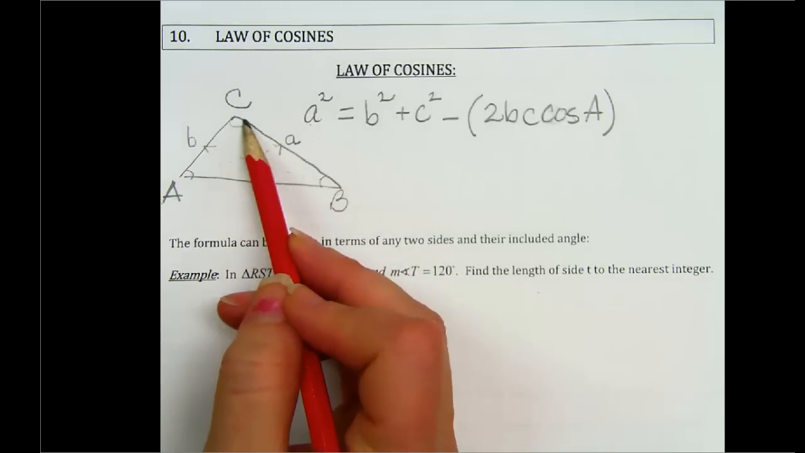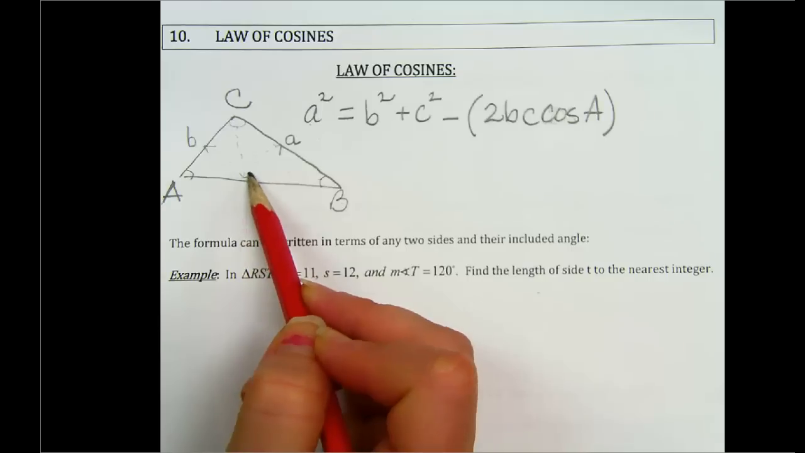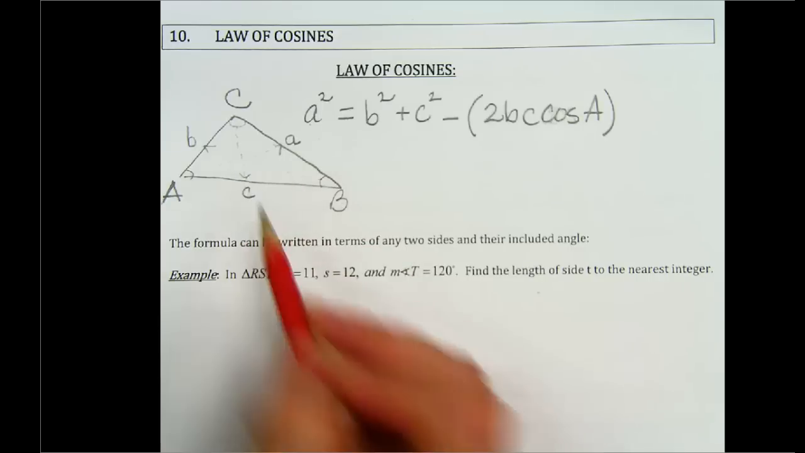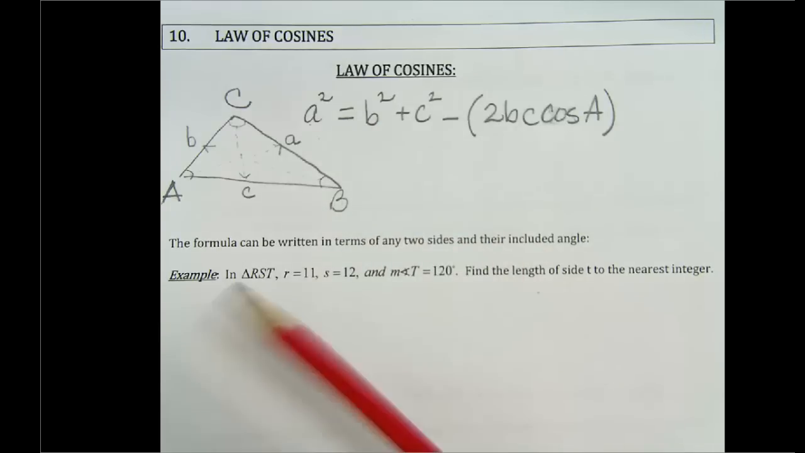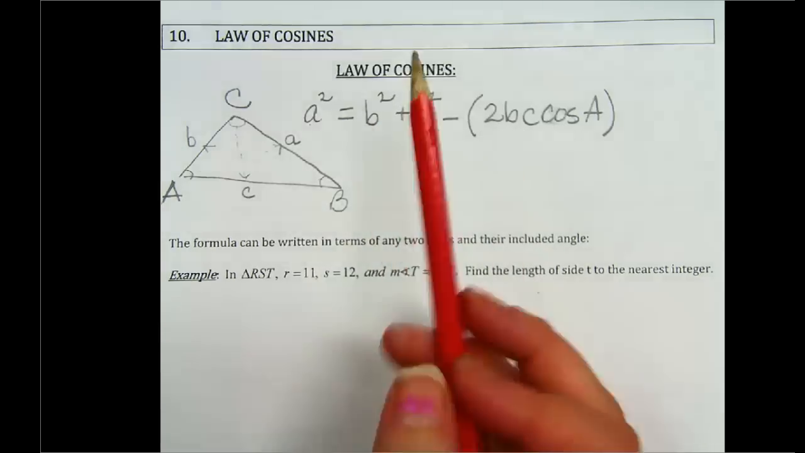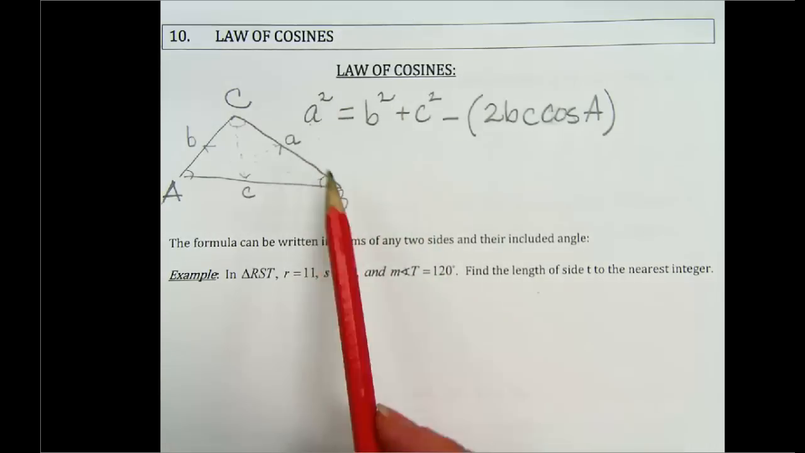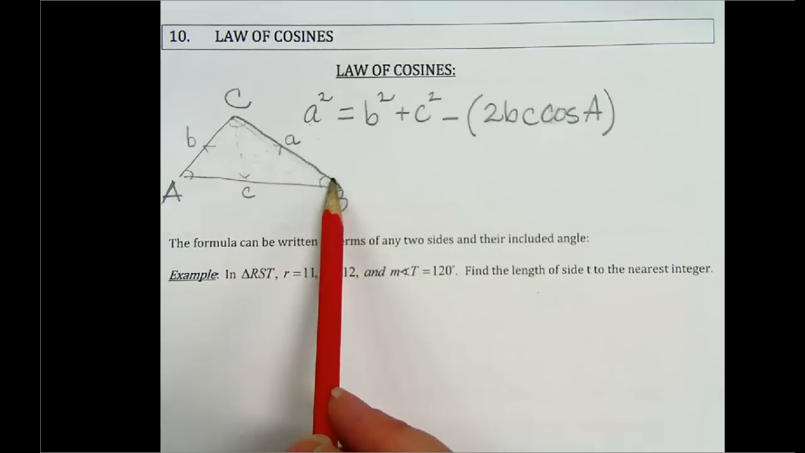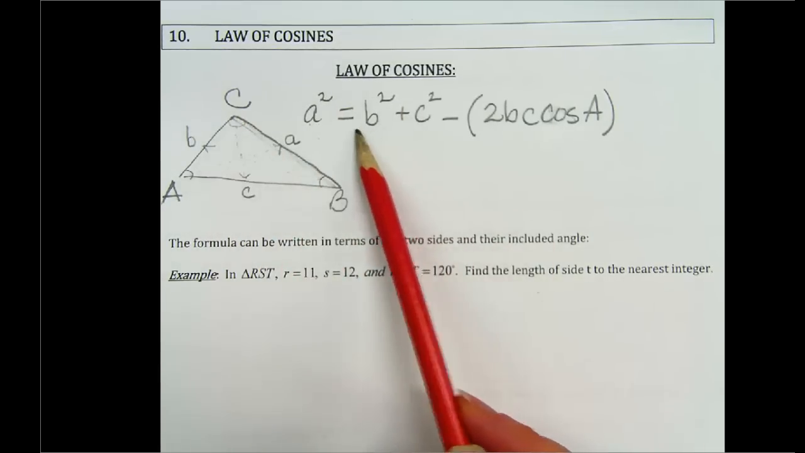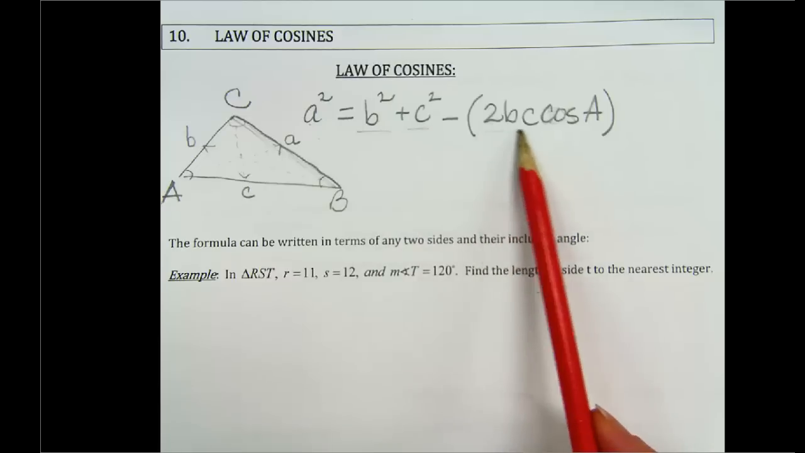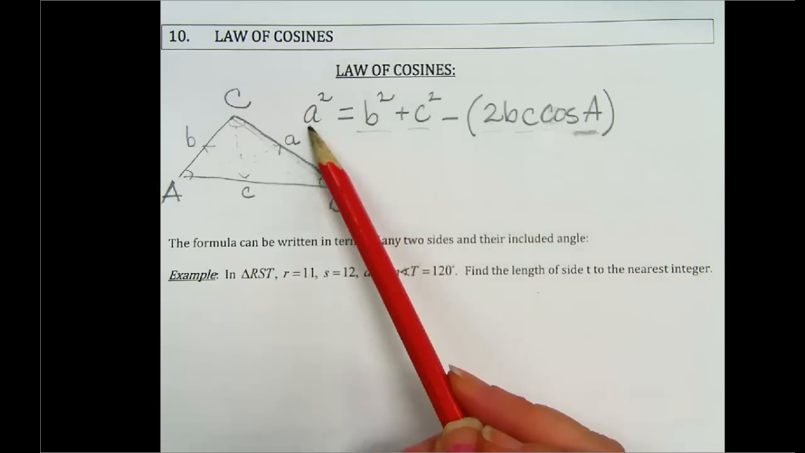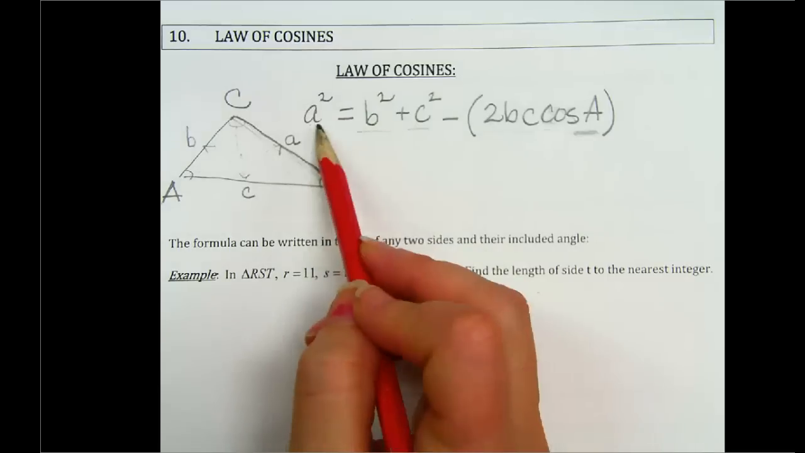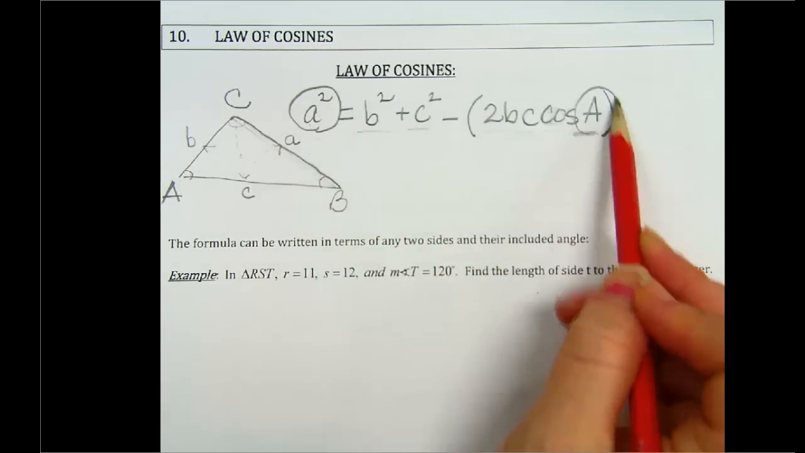And here's angle C. Look directly opposite it, there's side little c. So now you understand where these letters are coming from. Also notice the pattern here. A squared, this side squared, is equal to, I use the other two sides all throughout the formula, and then the cosine of the angle that's named after its side. So these letters have to match up.